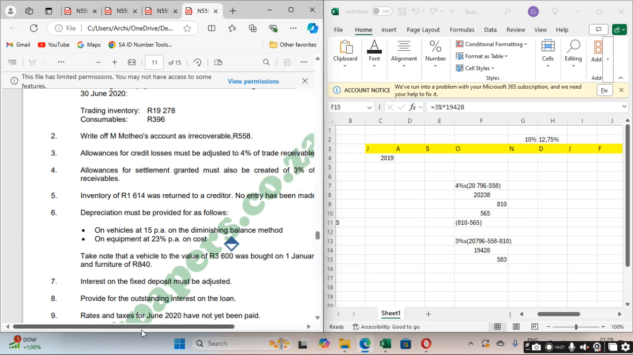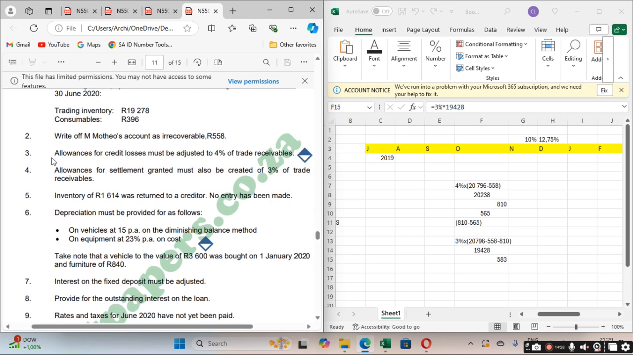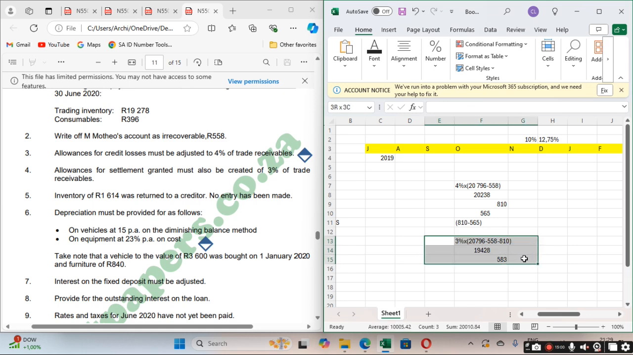So it's number 4. We're doing number 4, right? Number 4, they said you must create an allowances for settlement discount granted. So we're going to write it as it is, allowance for settlement discount granted, under your other expenses. So this one always forms part of your expenses, and then must be created at 3% of what. So this is how you do the calculation for that allowances for settlement discount granted.